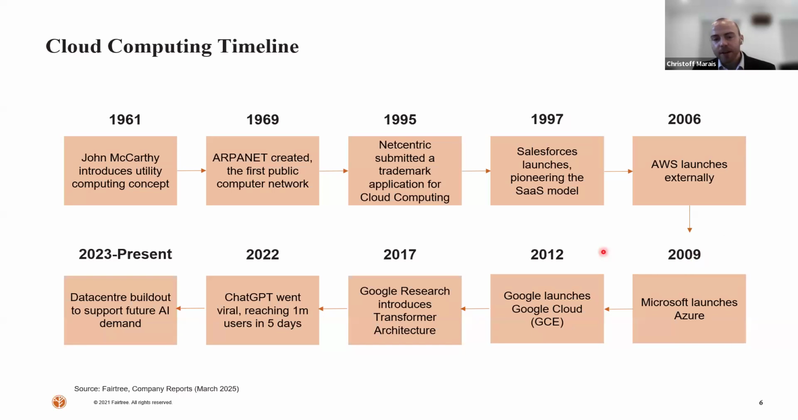And then in 2012, Google launches Google Cloud. Now we're starting to enter the AI phase of public cloud. So in 2017, Google Research introduces the transformer architecture, which basically forms the foundation of all the large language models that are being used today. In 2022, ChatGPT went viral, reaching 1 million users in 5 days. And then lastly, from 23 to where we are now, is this massive data center build out to support future AI demand.